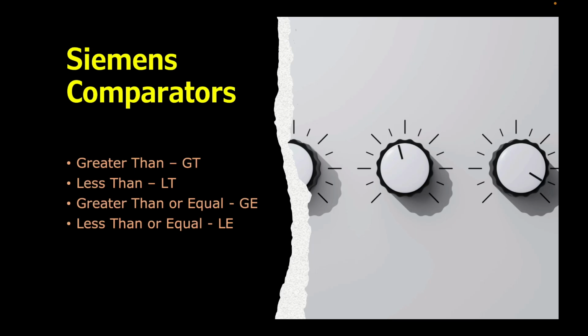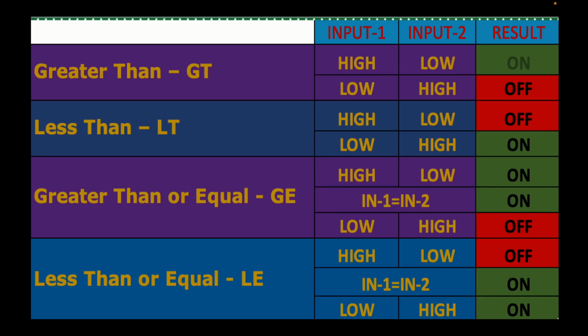In this video, we will learn about greater than, less than, greater than or equal, and less than or equal. In greater than, we are always comparing two inputs, input 1 and input 2. If input 1 is higher than input 2, then the output will be on. If input 1 is lower than input 2, the output will be off.